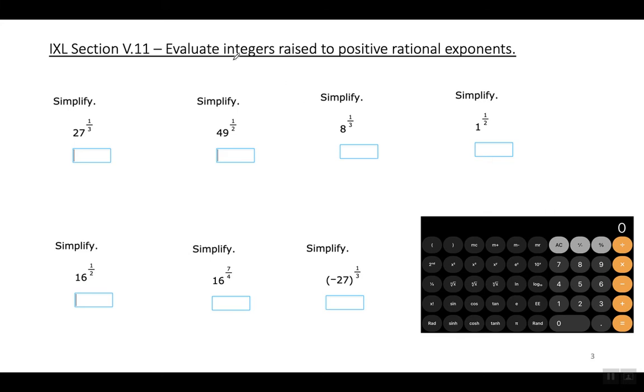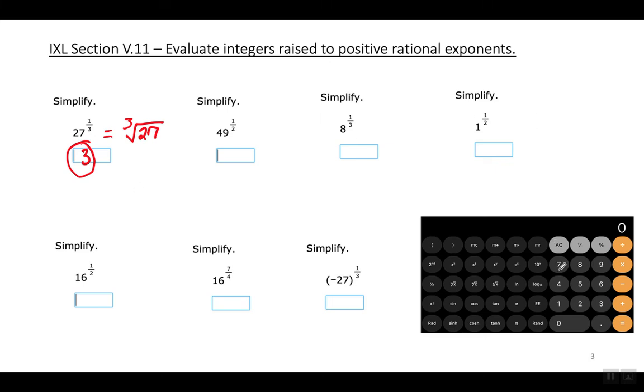So our first example right here is very simple. The cube root of 27. When I rewrite it, it means this. So that means what number to the third power equals 27? The answer would be 3, because 3 times 3 times 3 is 27.